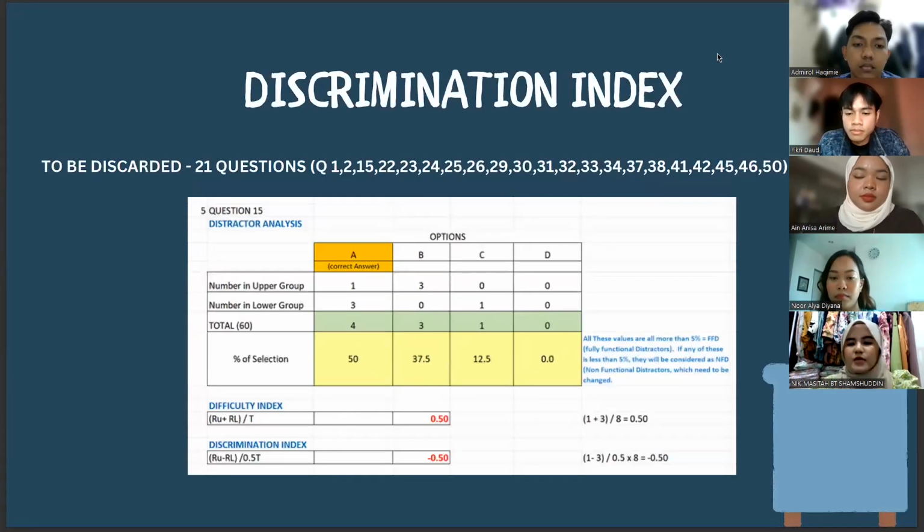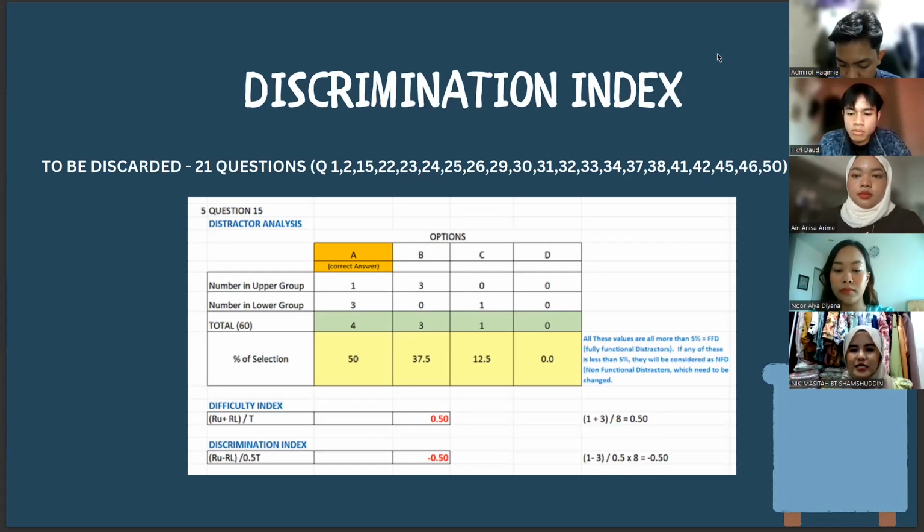Hi and assalamualaikum. So I will explain the discrimination index. Before that, what is the discrimination index? The discrimination index is a basic measure of the validity of an item. It is a measure of an item's ability to discriminate between those who score high on the total test and those who score low.